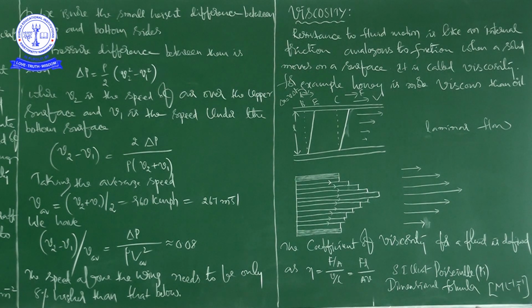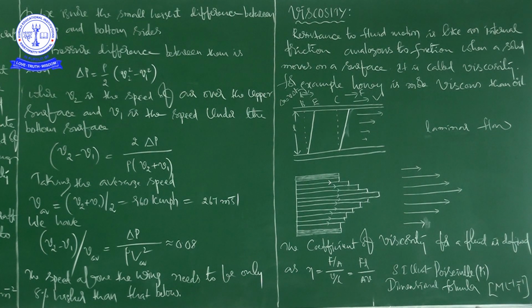That's what you can see here. Resistance to fluid motion is like an internal friction, analogous to friction. That is what we discussed in the chapter on laws of motion: how we experience friction when we are walking on the surface of the earth. Similarly, fluid also experiences some resistance to move from one point to another point. So based on this example, he is concluding that resistance to fluid motion is like an internal friction analogous to friction.